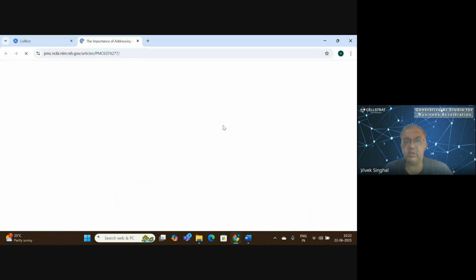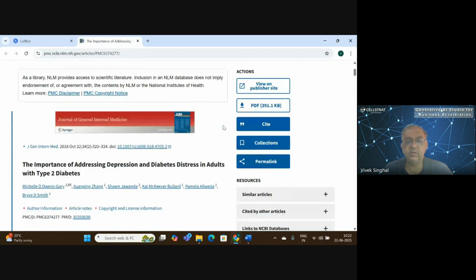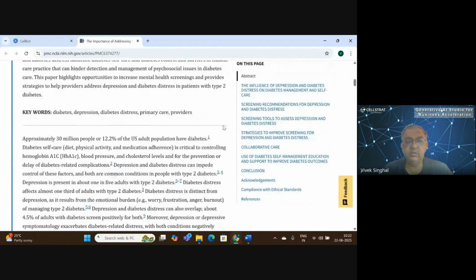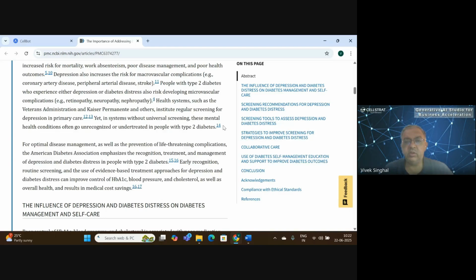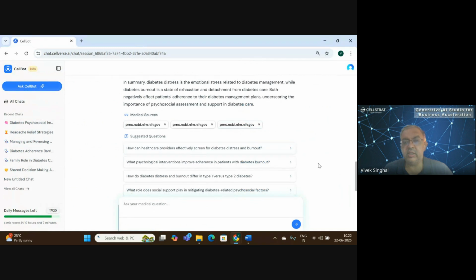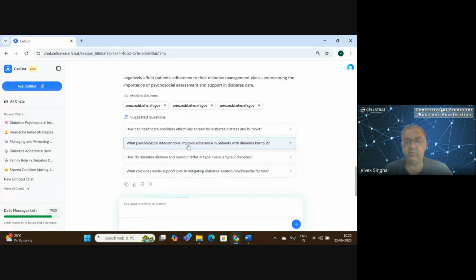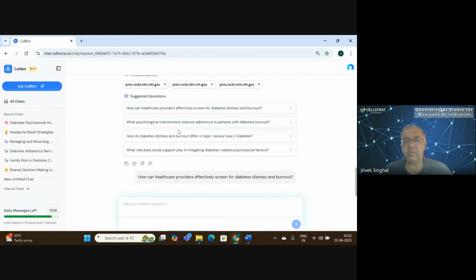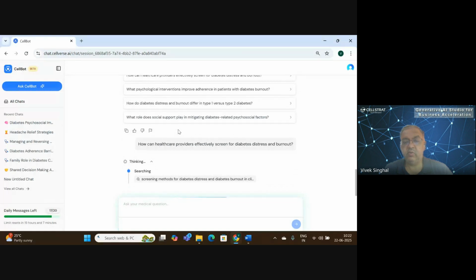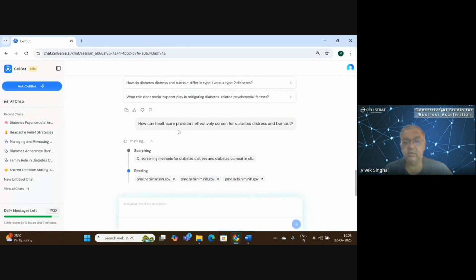Let's see one of these sources. Right? So it gives you the specific source if you want to see that. This is called a citation, and you can also have it suggest follow-on questions. So how can healthcare providers effectively screen for diabetes distress and burnout? Let's ask this question. How will healthcare providers detect either of these?